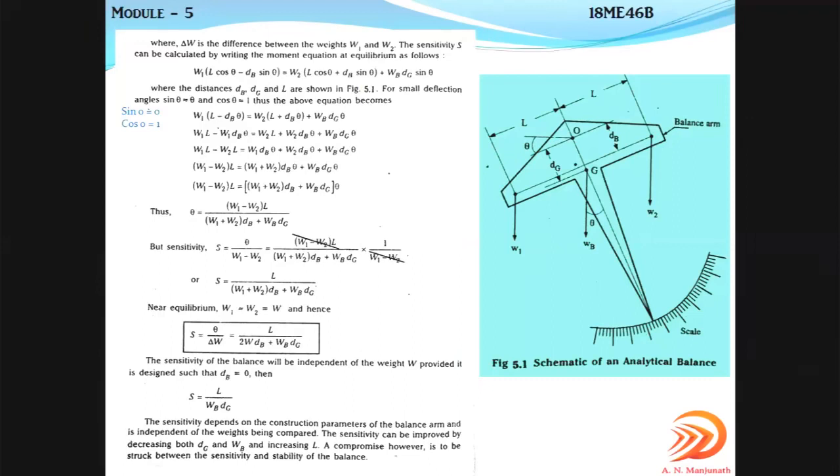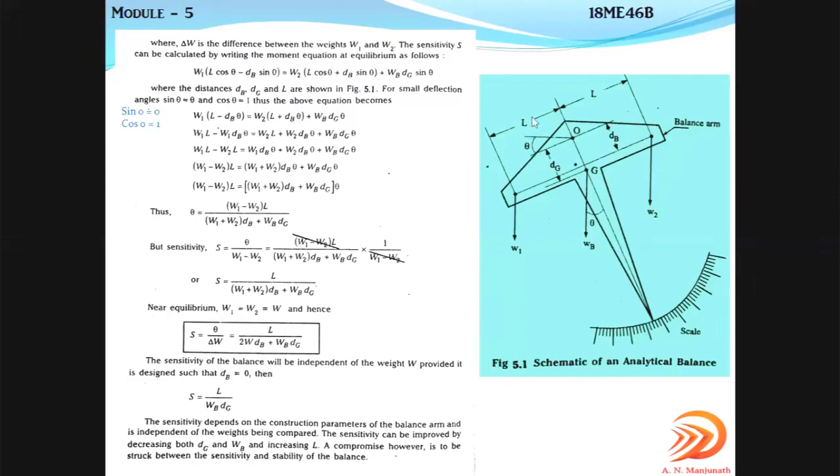Here delta W is the difference between the weights W1 and W2. The sensitivity can be calculated by writing the moment equation for this balance arm. By writing the moment equation, you can generate this equation: W1 into L cos theta minus dB sin theta is equal to W2 into L cos theta plus dB sin theta plus WB dG sin theta. See here the distances dB, dG, as well as the distance L.